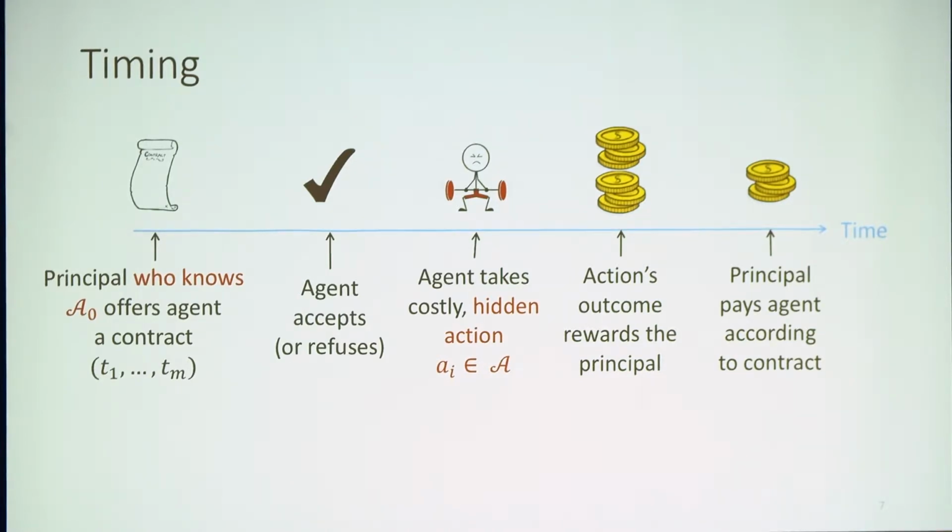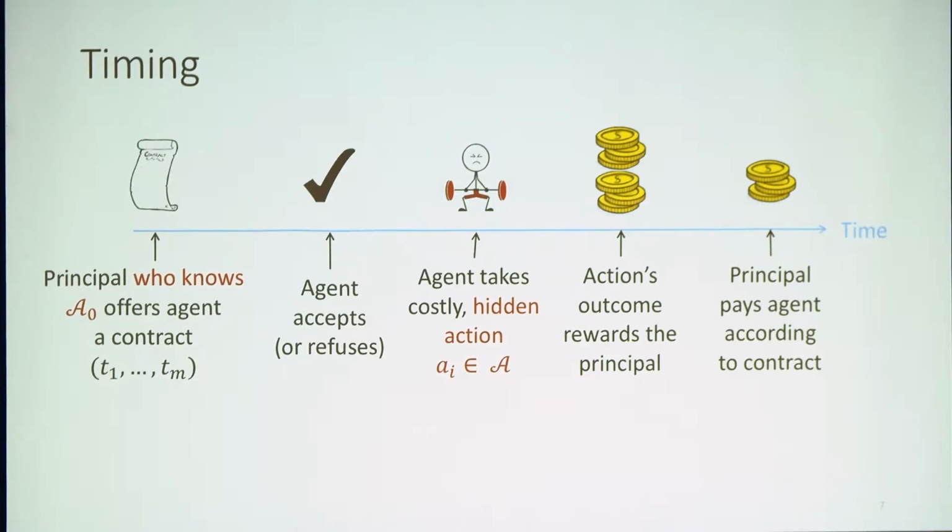So the principal has the initiative. He sets up the contract. But this time he sets up the contract only knowing A0. And he offers this contract, which is again kind of a payment contingent on the actions. Okay? And then if you want right after this, the adversary jumps in and writes down all the possible actions that there are, which is a superset of A0. And then things flow naturally as before.